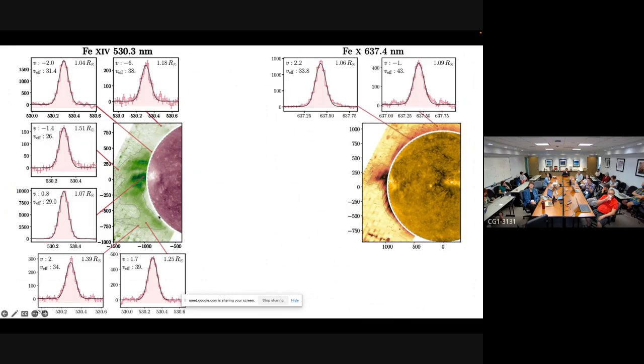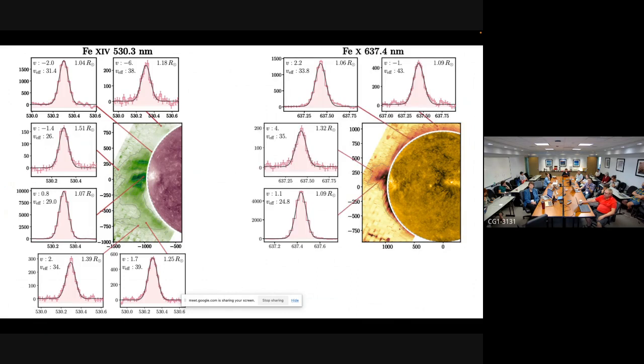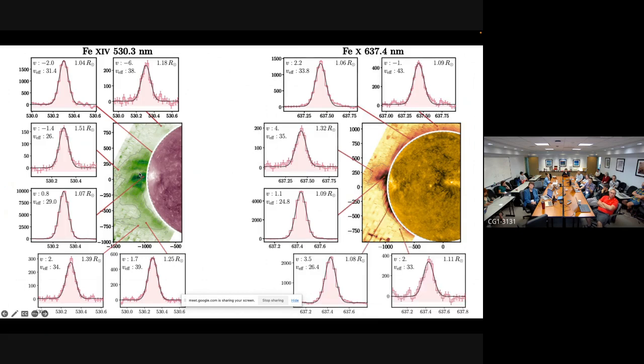And in Fe X, we can measure the spectral lines in the coronal holes, also in the active region. You can see there are some cool materials from the active regions between the gaps in the Fe XIV, and also from the quiescent regions below the streamer.